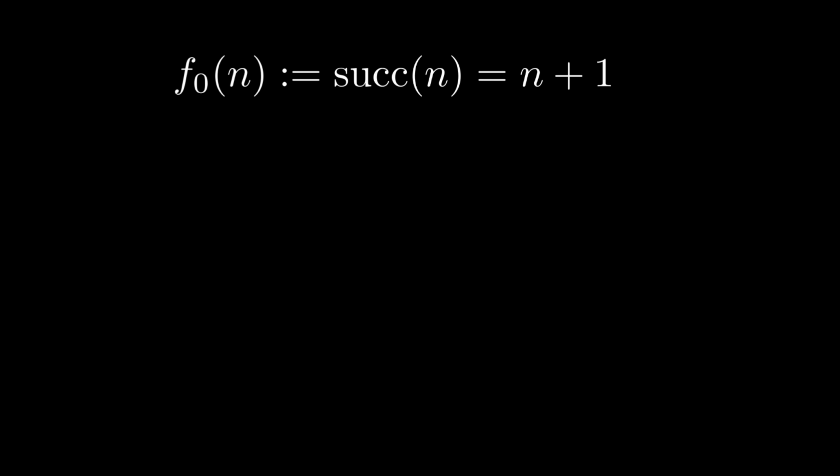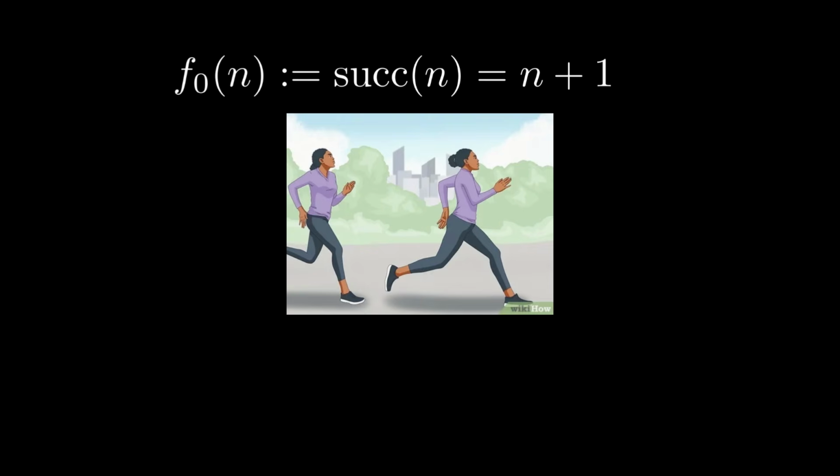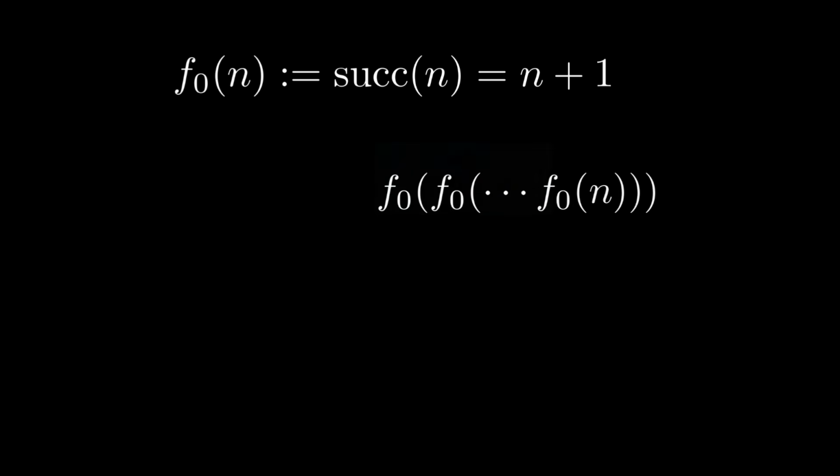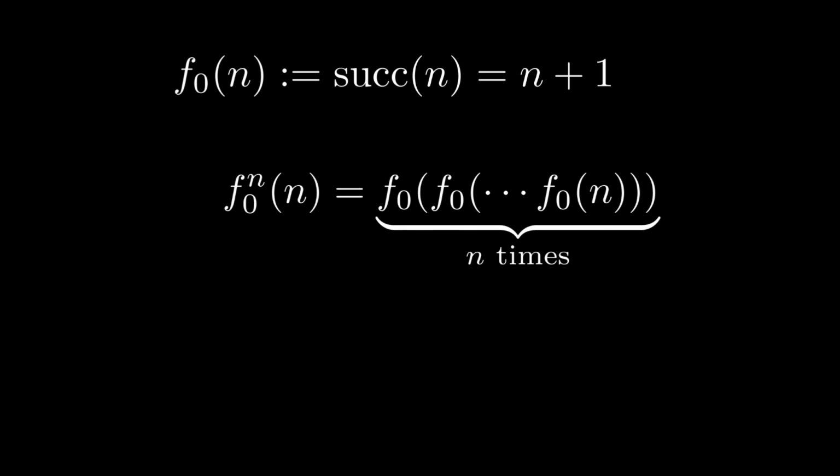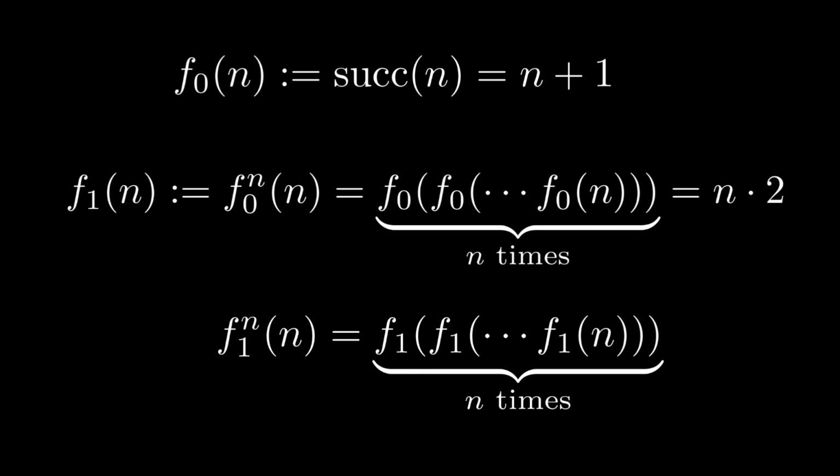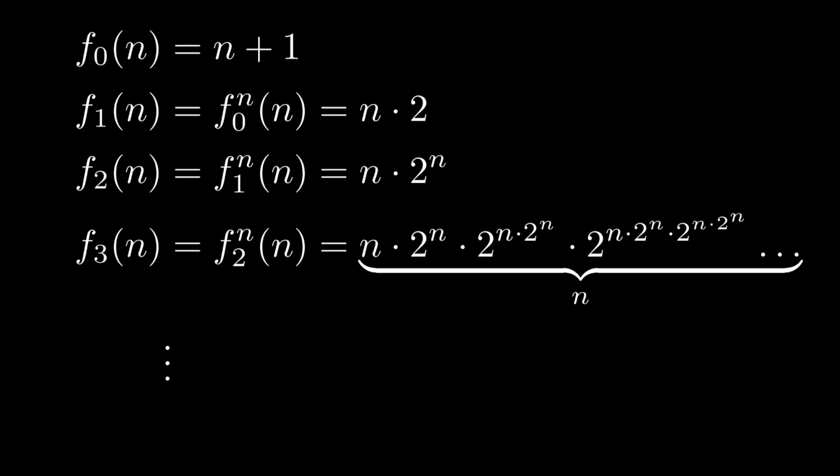Now that we have f0, how do we make it faster? Well, the easiest way is probably just to repeat f0 several times. If we repeat f0 on n a total of n times, then this function amounts to doubling n. Let's call this function f1. Want to make it even faster still? We'll just apply f1 a total of n times on n. Now, instead of doubling, we're multiplying by 2 to the n. If we keep repeating this procedure, we get some really fast-growing functions.